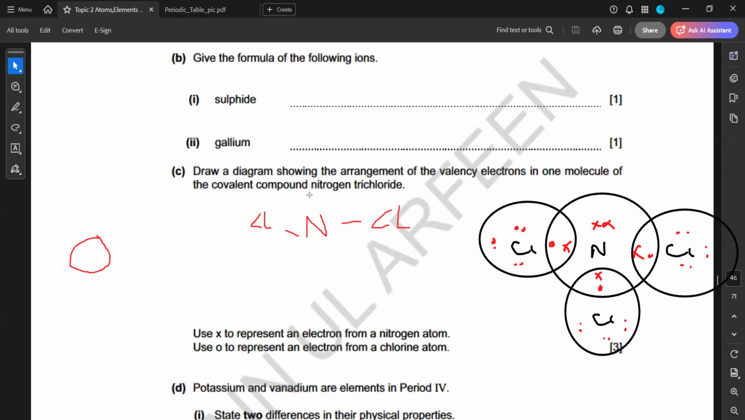In the exam, if you draw like this, you will lose the mark because you're supposed to show the valence electrons, the unshared and the shared electrons, when they ask to draw the diagram. And they already mention the arrangement of valency electrons. So your diagram is not showing the electrons, so that's why it's not correct. Cross for nitrogen and dot and circle for the chlorine, that is what we already did.